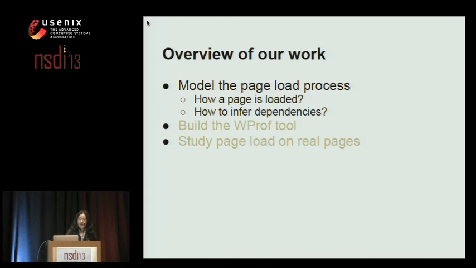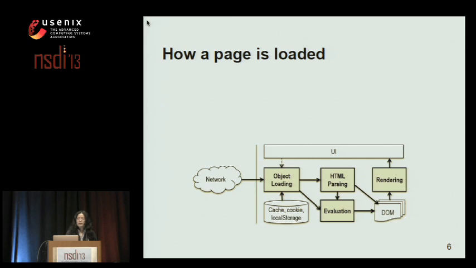Now let's take a look at how we model the page load process. We basically try to answer 2 questions: how a page is loaded and how to infer dependencies. Now let me give you some background on how a page is loaded. Here is the architecture of a browser. There are basically 4 components here, which include an object loader, an HTML parser, an evaluator, and a renderer.